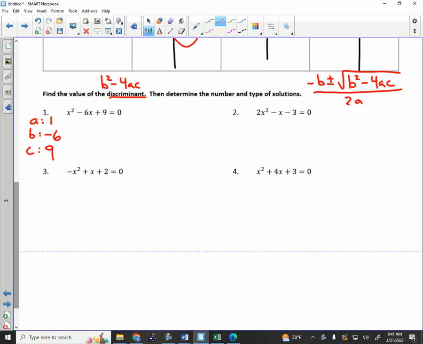When you square something, it always becomes positive. So b squared would be 36, minus 4 times A times C. A is 1 and C is 9. So you get 36 minus 36, which is 0. If the value of the discriminant is 0, how many solutions are you going to have? 1 solution.